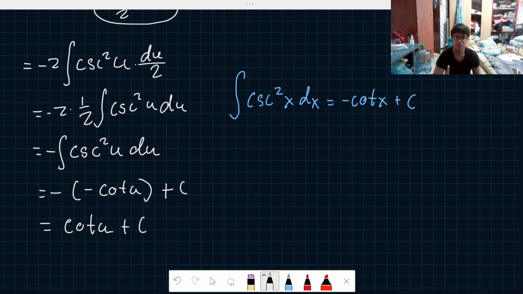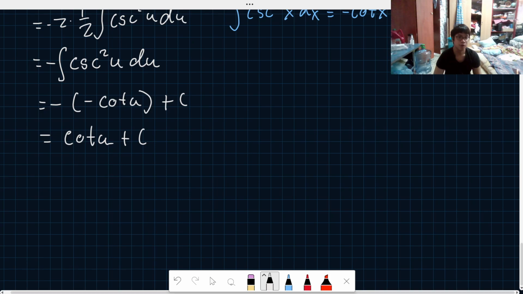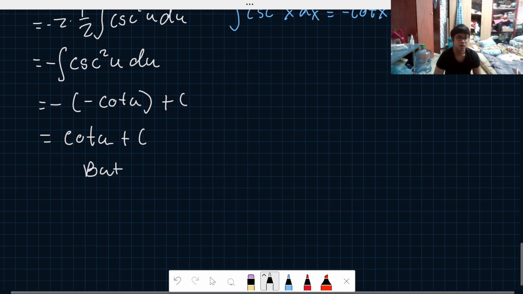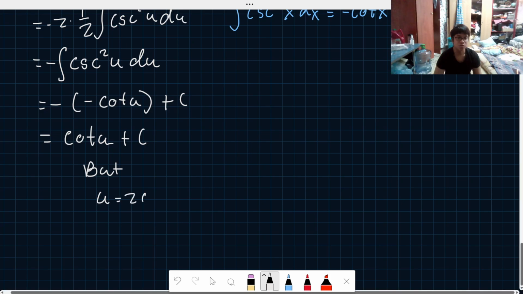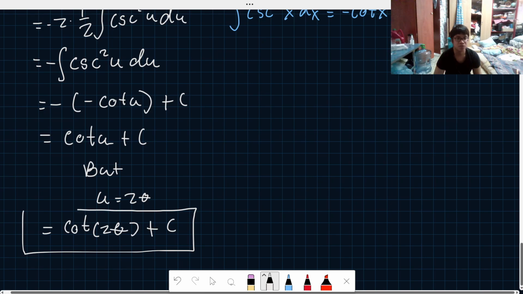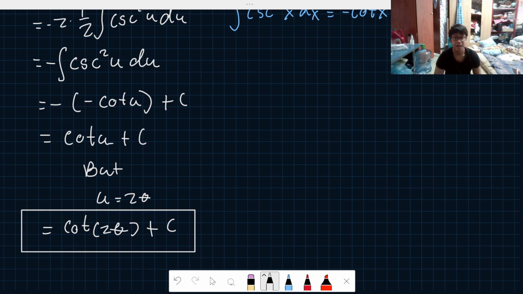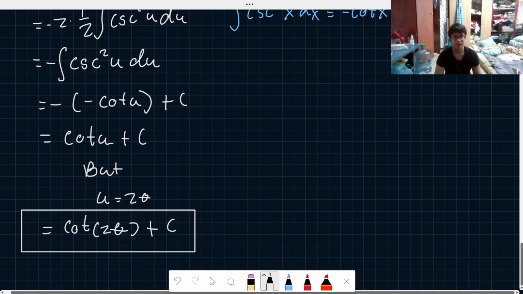But we're not done yet. Why? Just remember, we substituted u as 2 theta, right? So we will bring back the 2 theta. So we have the cotangent of 2 theta plus c. And there we go. That is your final answer. So that's it, guys.